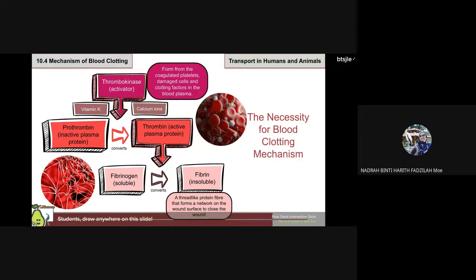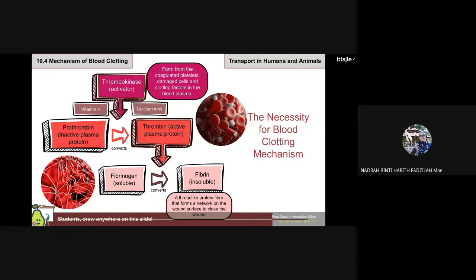Okay, now ini mekanisme dia ya. So, untuk menukarkan fibrinogen jadi fibrin, dia ada step-step yang berlaku dekat atas tu ya. So, dalam blood plasma, when there is a need to conduct blood clotting, pertama sekali ialah prothrombin will be converted to thrombin. Who will do this particular reaction? Siapa yang akan catalyze this particular reaction? Nama enzim tu ialah thrombokinase, with the help of vitamin K and calcium ion.